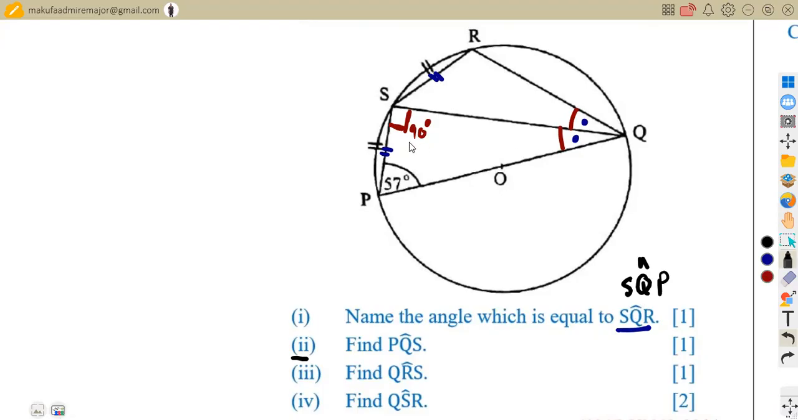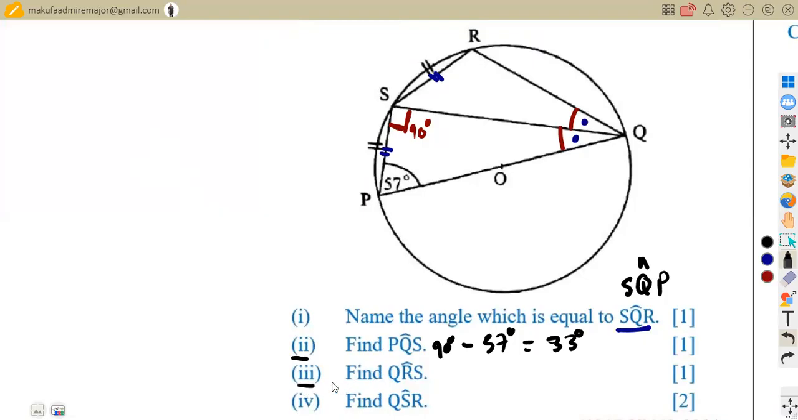Now find the first item, PQS, which is the one that we said is SQP. How are you going to find this? Remember, this is 90 degrees. And I said once you are given a right-angled triangle, these two angles must give us 90 degrees. So this one was simply going to be 90 minus 57 degrees. All right, so if we subtract 90 minus 57, this is going to give us 33 degrees, or you simply subtract from 180 the sum of 90 plus 57 in one bracket.